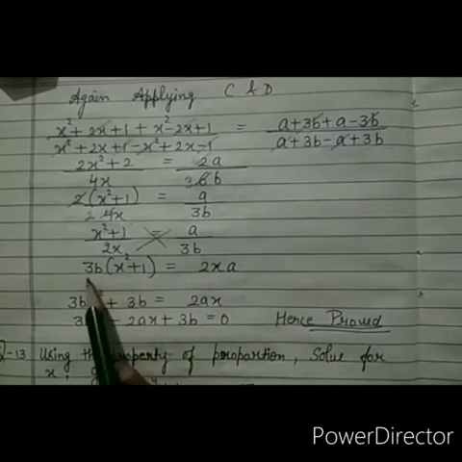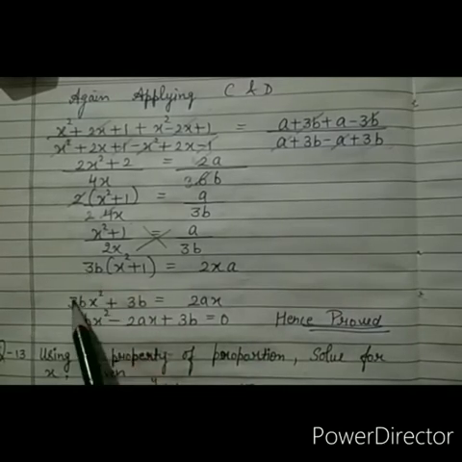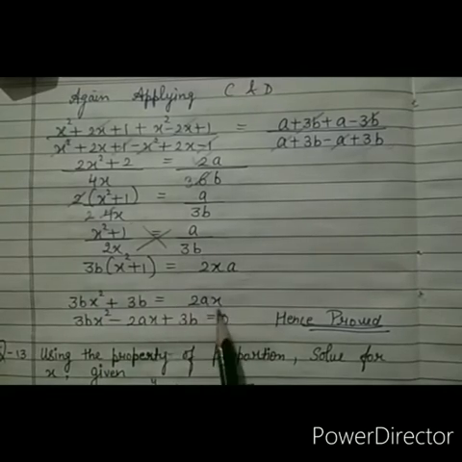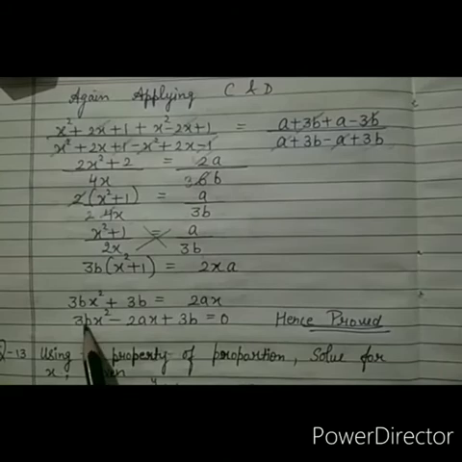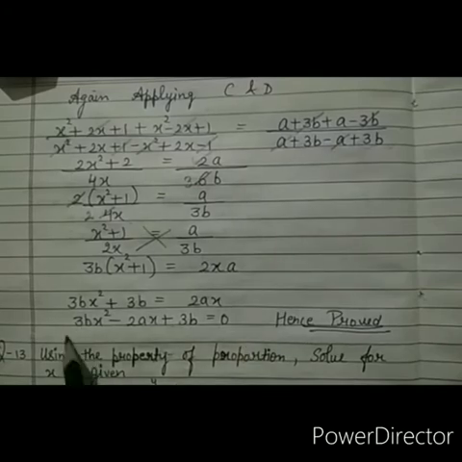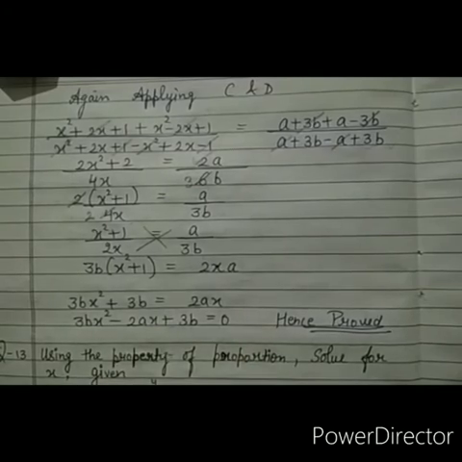Now when we solve the bracket, then we will get 3b x square + 3b is equal to 2ax. Take this 2ax to the left hand side, then we will get 3b x square - 2ax + 3b is equal to 0, and this is what we have to prove in the question.